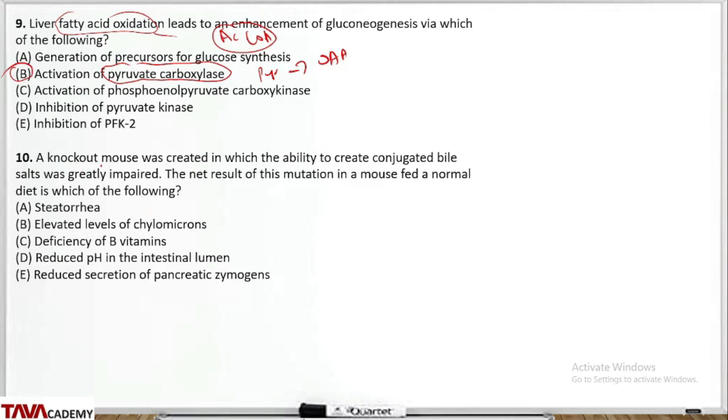Question 10. A knockout mouse was created in which the ability to create conjugated bile salt was greatly impaired. So bile salts are not being created. The net result of this mutation in a mouse fed a normal diet is which of the following? The mouse will have steatorrhea because bile salts are not present. So the process of emulsifying the fatty diet is actually lost. So this is steatorrhea due to exclusion of bile.